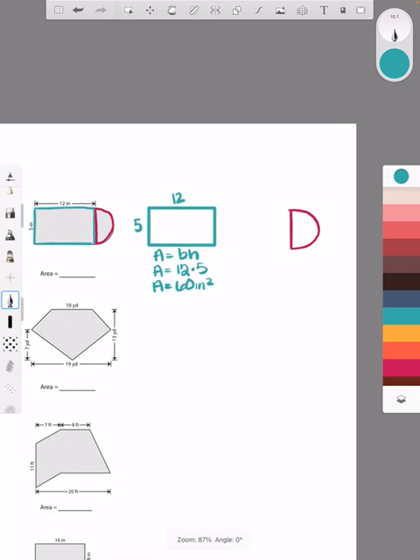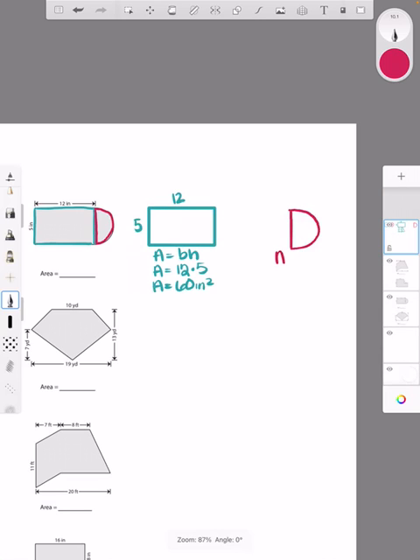All right, the semicircle is a little bit more complicated. Make sure you always refer back to your formula charts, and always double check what your formula is. That way you don't make any avoidable mistakes. I know my formula for the area of a circle is area is equal to pi r squared. But this is a semicircle, meaning it's half of a circle. So I'm going to have to divide by 2 here.